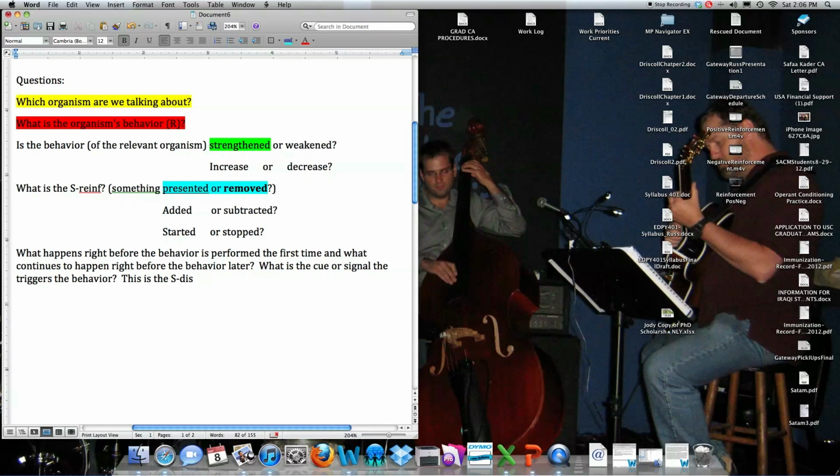Finally, we want to talk about the discriminative stimulus, that first part. And that is what happens before the behavior is performed. This is something that marks the beginning of the pattern here. It's something that occurs the first time, and it continues to happen right before the behavior, each other or subsequent time that the behavior is performed. And it serves as a cue or signal to trigger the behavior.